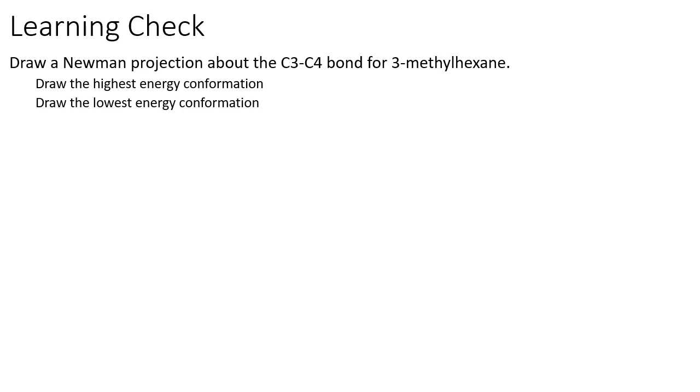And let's do one more Newman projection example. We're going to draw the projection about the C3-C4 bond for 3-methylhexane, and we're going to show the highest energy conformation and the lowest energy conformation. So first you want to start off by actually drawing your molecule. So hexane is 6 carbons in the parent. And then at position number 3, we have a methyl group coming off. And we are looking down the C3-C4 bond. So that's our projected bond. That's where our eye is looking.